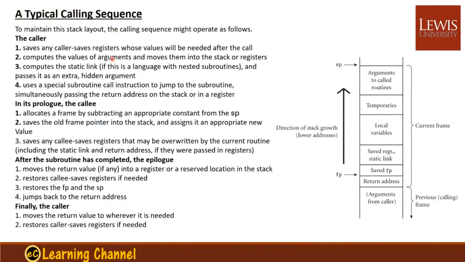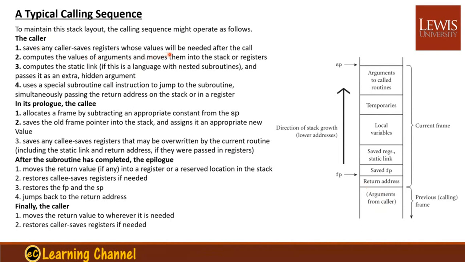So the typical calling sequence is here. To maintain this stack layout, the calling sequence might operate as follows. First, the caller saves any caller-save registers whose values will be needed after the call. So that's saved first, which is the previous frame. You save some data and save the return address.